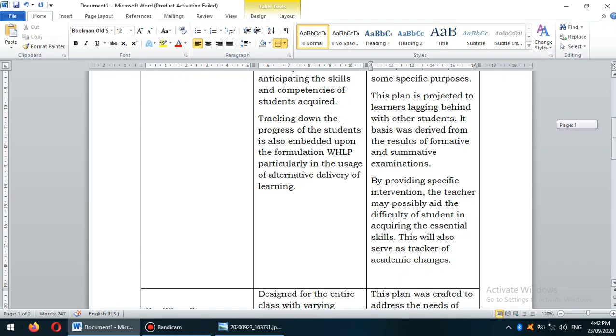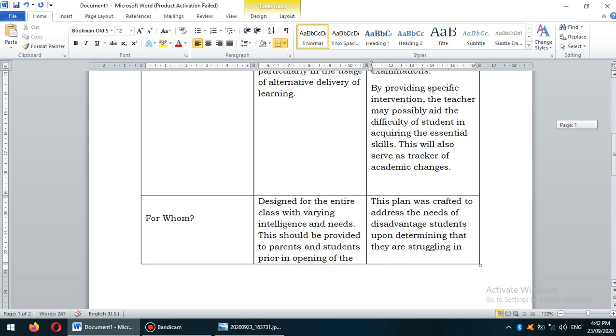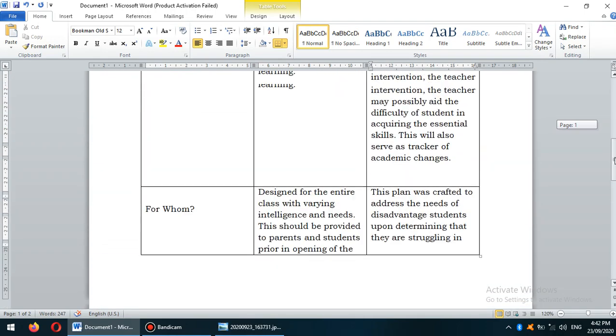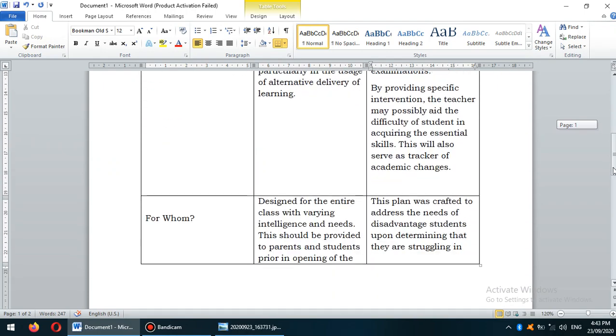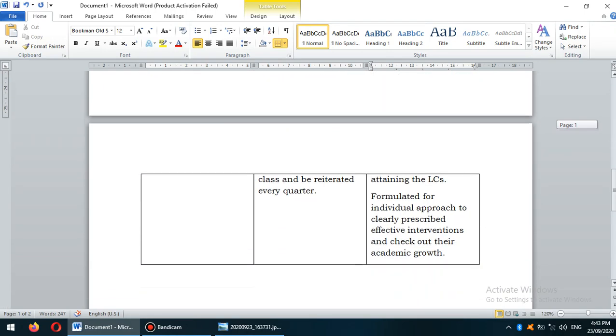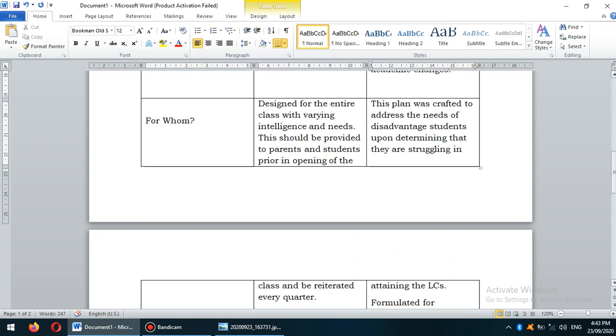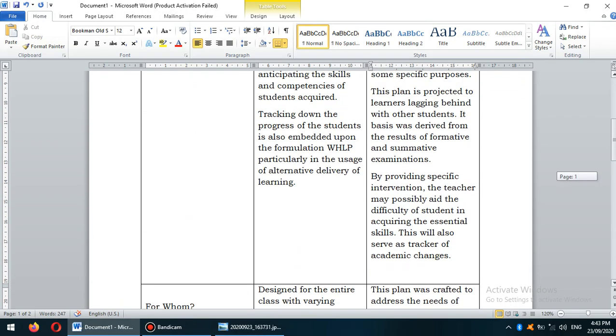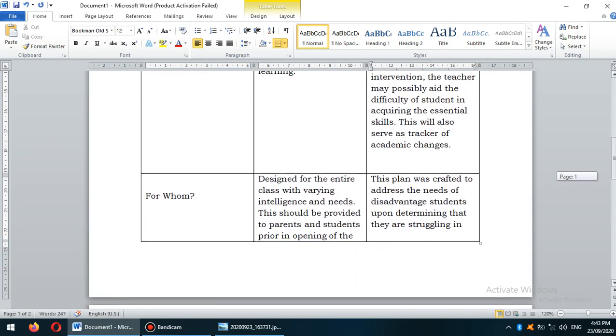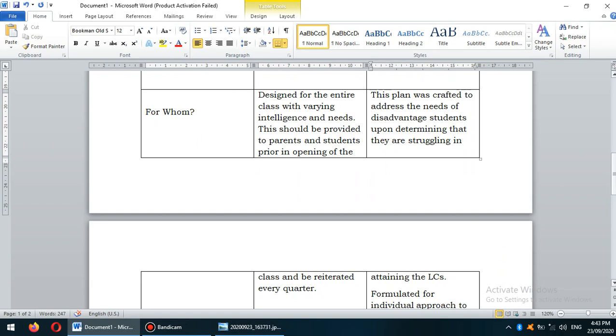Now, let us proceed. After the purpose, we have here for whom, or the recipient for that particular part. We have here designed for the entire class with varying intelligence and needs, and this plan was crafted to address the needs of disadvantaged students.